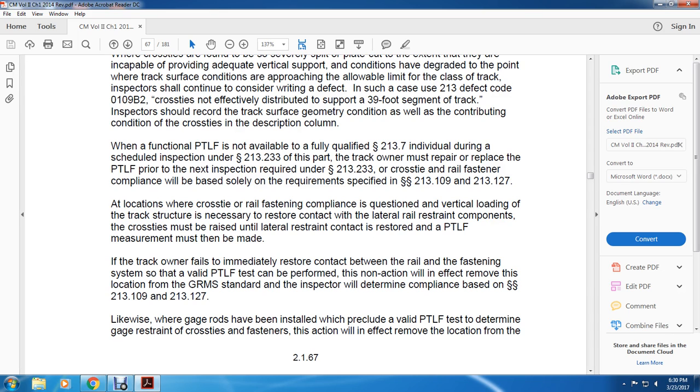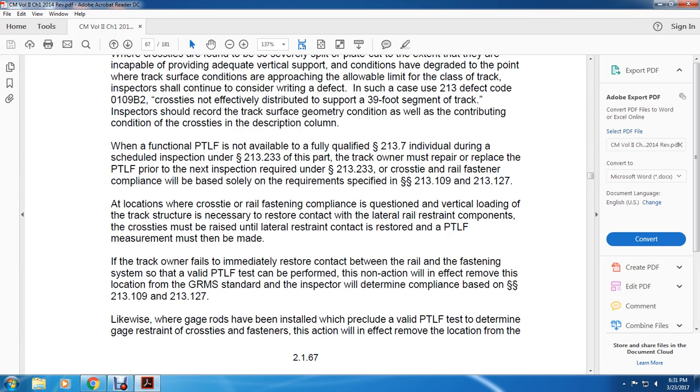The cross ties may be raised on unit and lateral restraint contact restored to the portable track loading fixture measurement that may be made. If the track owner fails to immediately restore the contact between the rail and the fastening system so that a valid portable track loading fixture test can be performed, no action can effectively remove this location from the gauge resistant measurement standard.